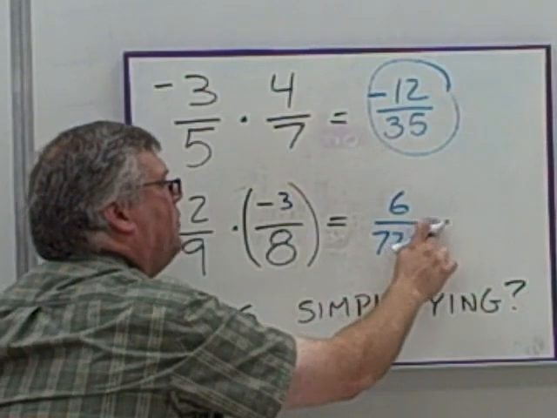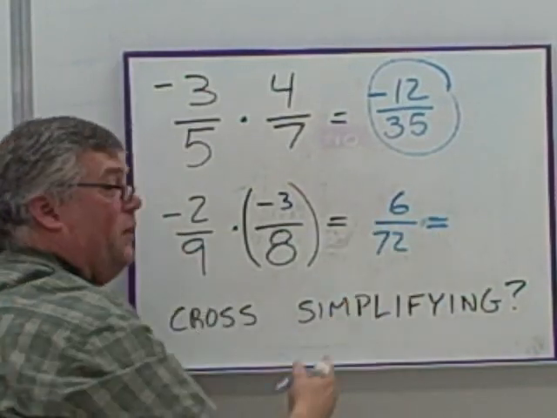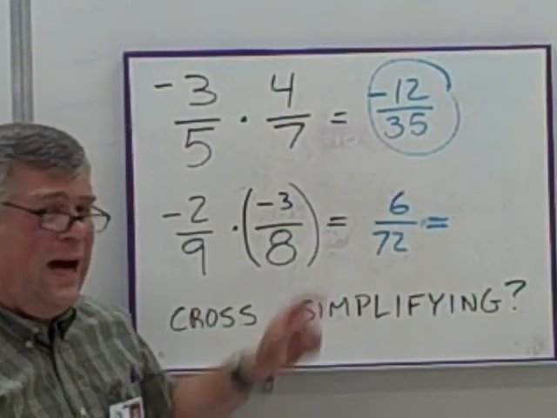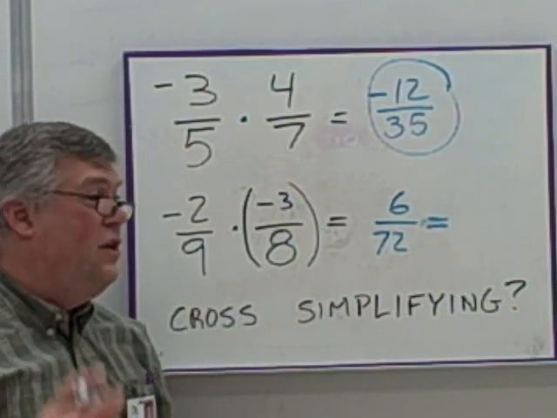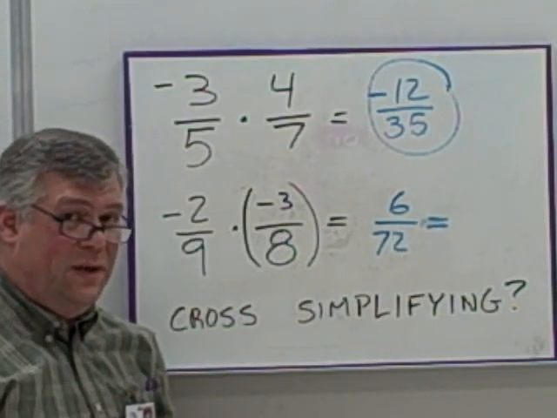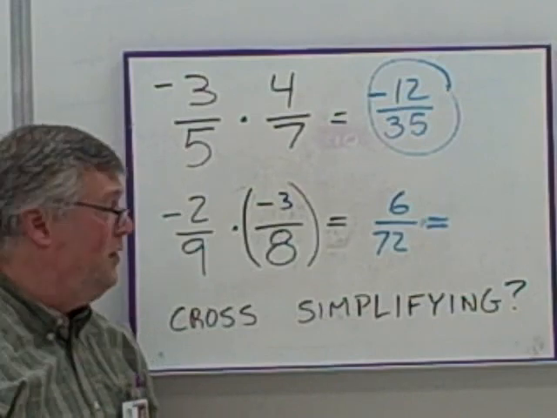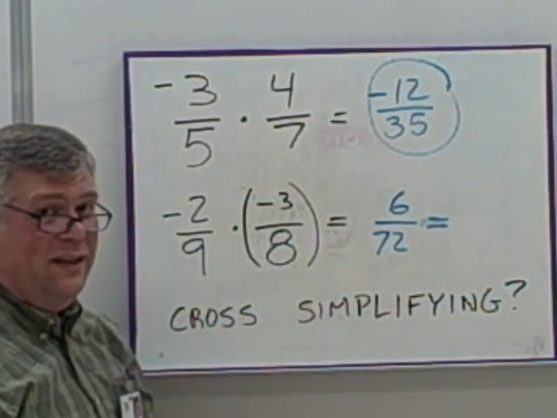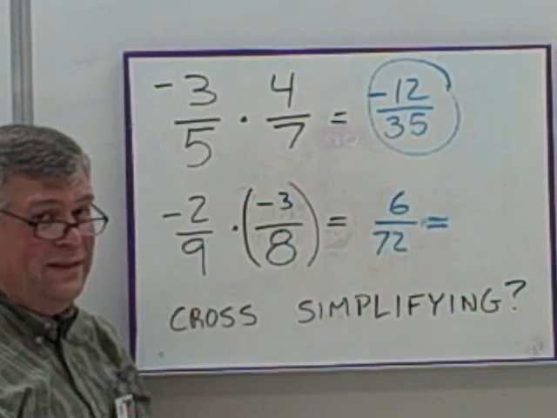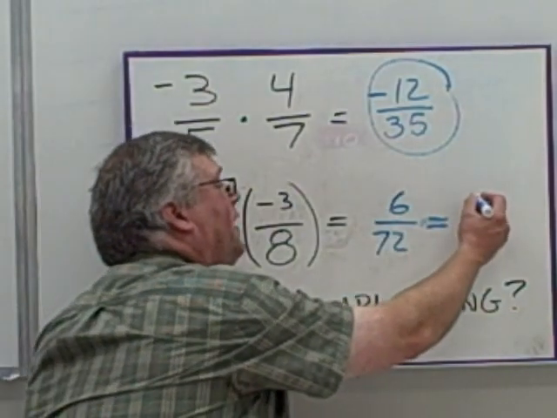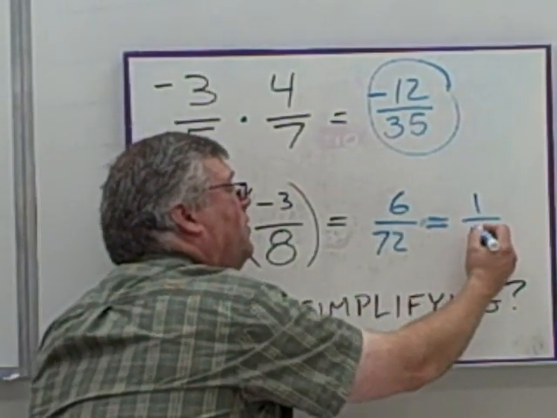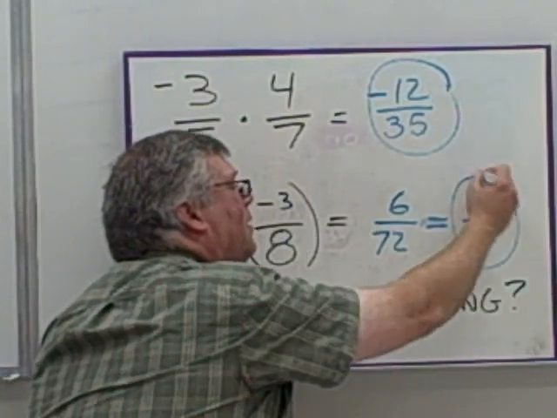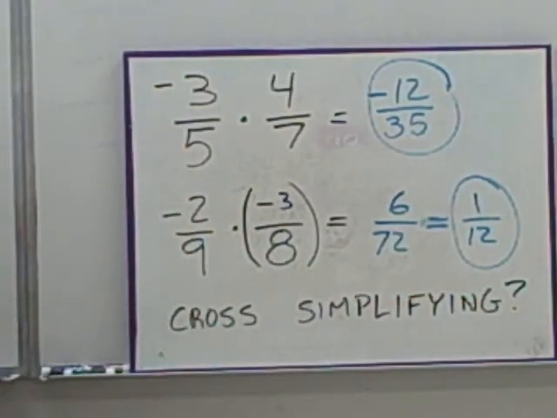That can be reduced because they're both even. Whenever you see both the top and bottom number being even numbers, you know at the very least they can both be divided by 2, and they have that common factor of 2. In this case, 6 is a common factor between 6 and 72. 6 goes into 6 once, 6 goes into 72 12 times, there's our reduced fraction.